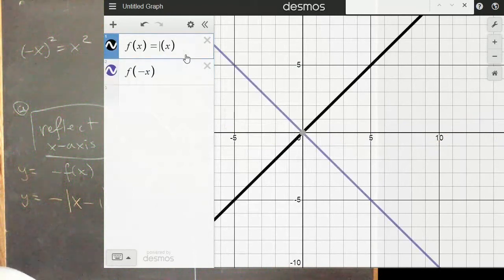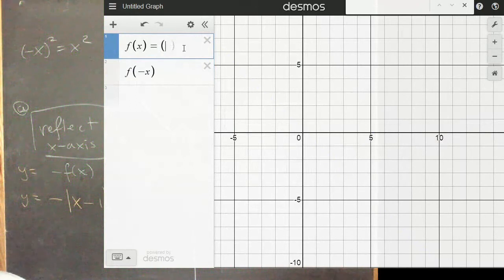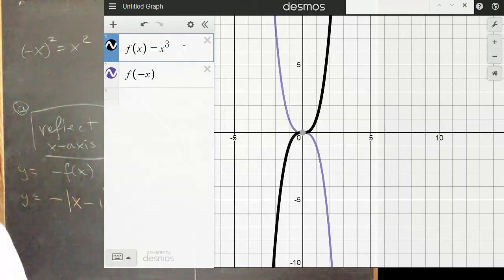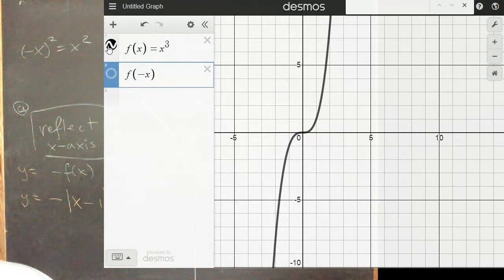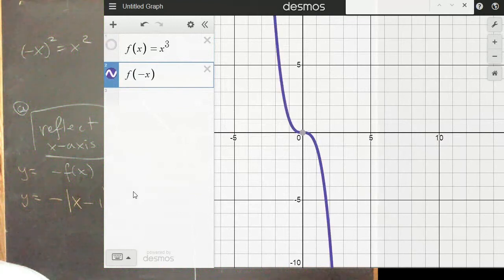Let me look at, for example, something simple like x cubed. Okay, so here, if I reflect x cubed across the y-axis, right, this point, for example, here, is going to come over to this point there. And that's not on the graph anymore, right? So this black function here gets reflected to this purple function there.